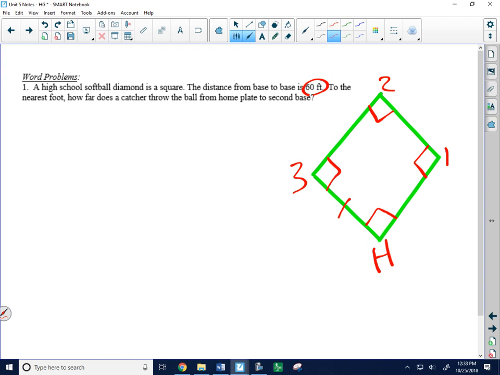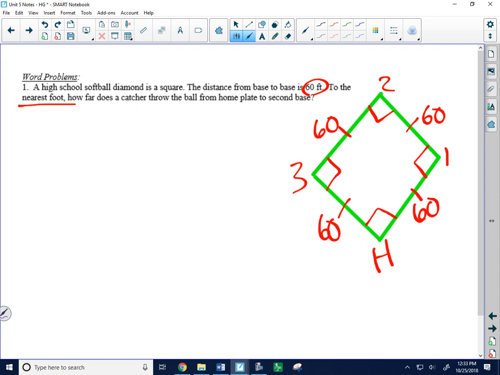Squares have right angles, and all the sides are the same. They're all 60 feet base to base. You notice too, I'm very visual, so I like to just draw a picture almost the first thing I do, just so I see what's going on. The distance base to base is 60 to the nearest foot, so we're going to round.